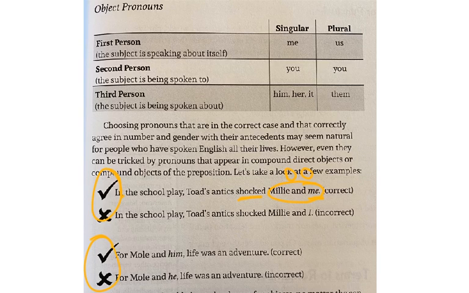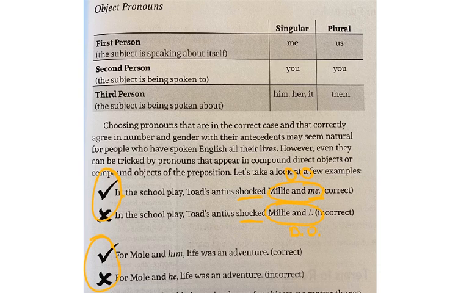Incorrect use: in the school play, Toad's antics shocked Millie and I. Ooh. Now, we like to say, oh yes, that sounds absolutely correct. Millie and I. That's what you use. You use that as a subject, right? Here we've got a direct object. We need an object pronoun.